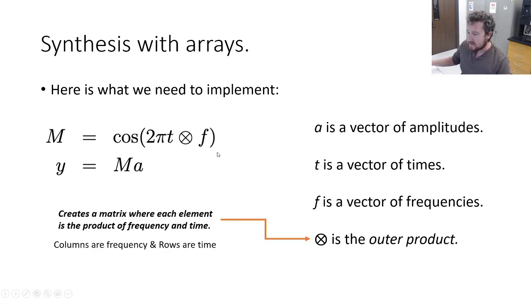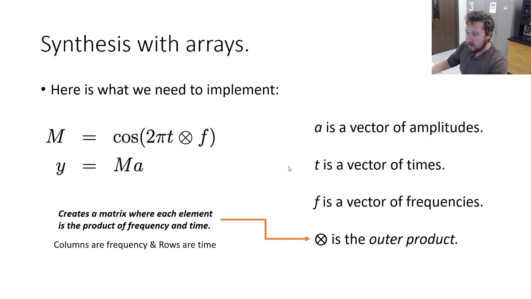The outer product is not the cross product. It's very, very similar to the cross product, but it's not the same thing. In your linear algebra class or your diffy-q class, you probably learned about dot product and cross product, but very rarely are people taught about the outer product. What that's going to do is take T and F and create a matrix where the columns of the matrix are the frequencies and the rows are the times, and each element is going to be the product of frequency and time. So we're going to multiply frequency times time, and we're going to store the whole thing in a big matrix.